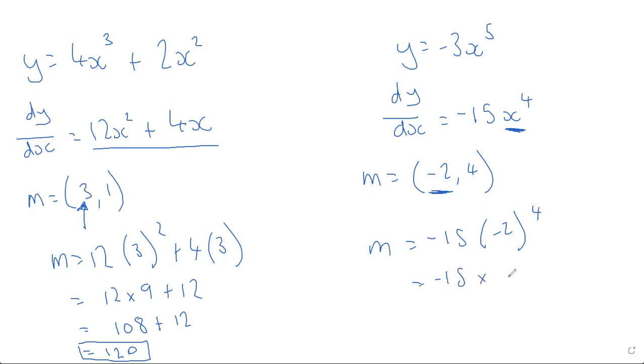So negative 15 times what? Negative 2 to the power of 4 is going to be positive 16. 2, 4, 8, 16. We're just doing it 4 times. And then we multiply these two numbers. Someone do that for me. It's 240. Okay, so that is the gradient at this point of this graph.